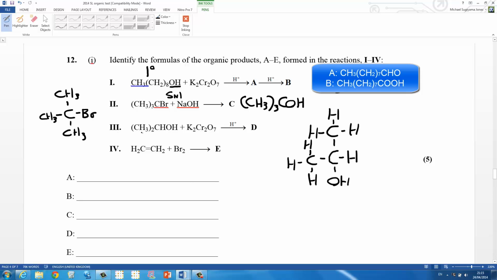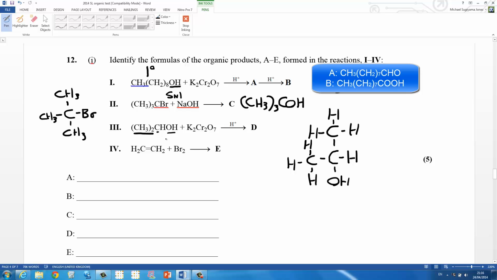Moving on to number 3, this is a little bit tricky. So what I've done here, I've drawn out the full structural formula. This CH3 in brackets means it has two branches coming off this carbon here. So this carbon here is this one here, and there's two methyl branches coming here, and we have a H, which is here, and the OH group, which is there, I put on the bottom there. So that's a secondary alcohol. The carbon attached to the OH is attached to two other carbons and one hydrogen.